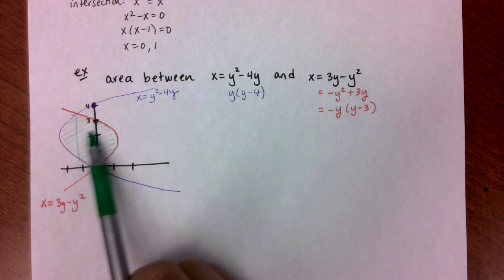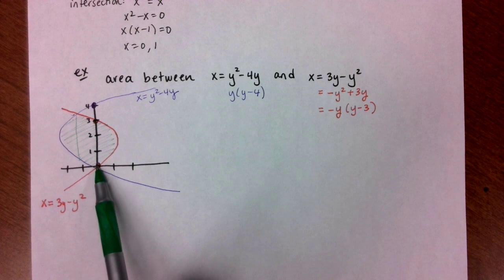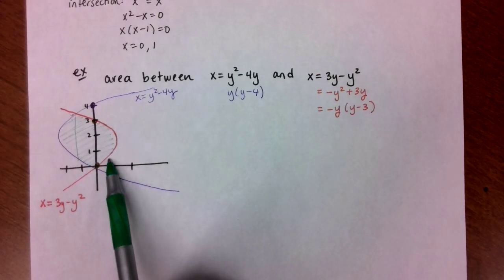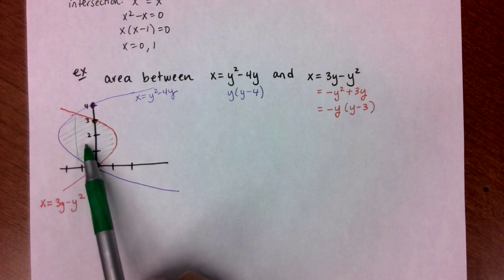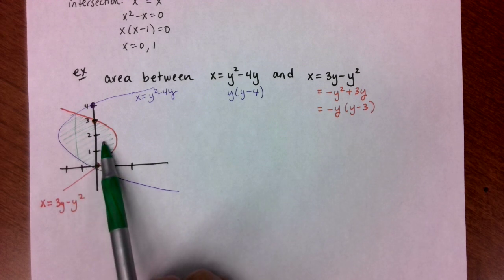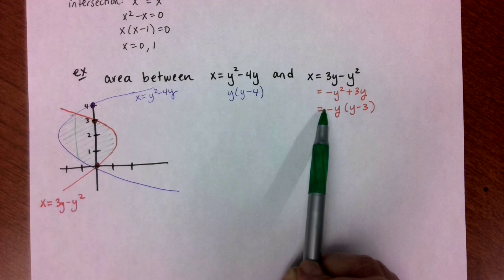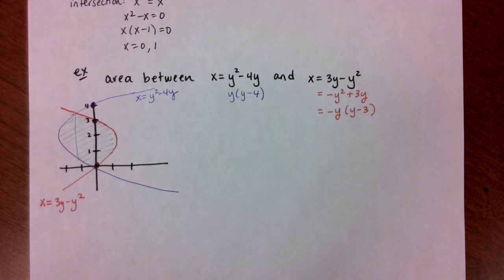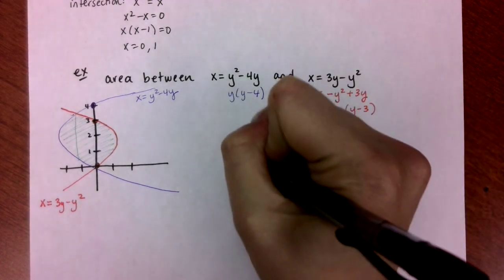And then from here to here, kind of before the y-axis, we would have top of the red minus bottom of the blue. And then we'd have a third chunk over here where it's top of red minus bottom of red. So we'd have 3 separate integrals to compute. We'd have to back solve each of these for y, which is not particularly easy. It's going to be much, much smoother if we integrate with respect to y.